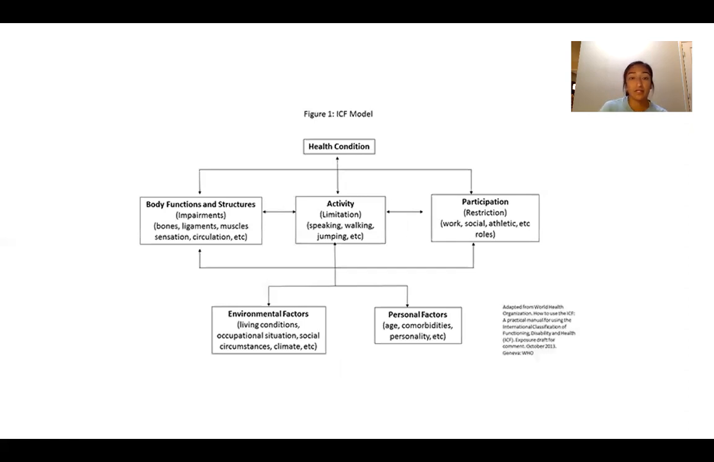And the framework is, at the top you'd have health condition, then in the middle activity limitations such as speaking, walking, jumping, and then participation restriction, you would have work, social, athletic, and then body functions and structures such as impairments, which would be with your bones, ligaments, muscles, sensation, circulation. And then environmental factors, your living conditions, occupational situation, social circumstances. And then personal factors would be like age, personality, and whatnot.